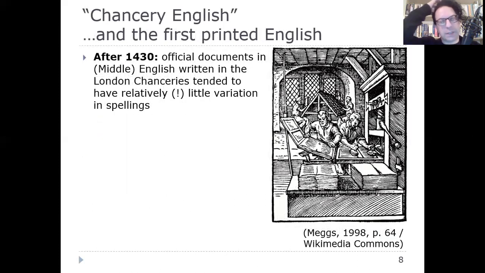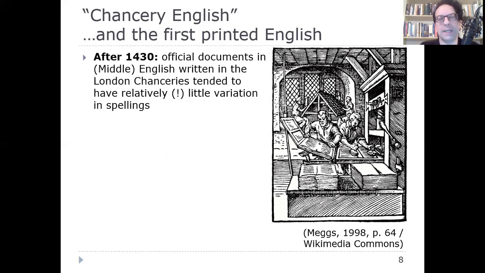Okay, slowly moving to the first big topic, standardization. So the standardization of the English language. The first thing to be said is that after 1430, there seems to have been almost something like a forerunner to Standard English. And this is what we find in the London chanceries at the time.